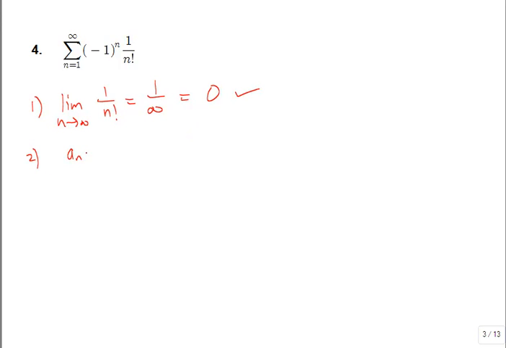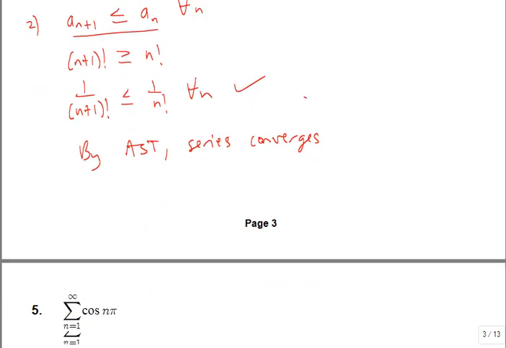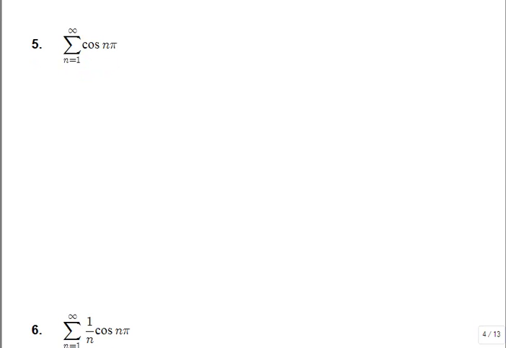So now we want to try and show that a sub n plus 1 is less than or equal to a sub n for all n. Well, we know that n plus 1 factorial is greater than or equal to n factorial, since n plus 1 is bigger than n. So in the reciprocal, 1 over n plus 1 factorial must be smaller than or equal to 1 over n factorial. Since the denominator here is bigger, that makes the fraction smaller. So we've just shown this relationship is true for all n, and that means by the alternating series test, the series converges. So this alternating series test is actually a pretty nice test to use, because the conditions are fairly simple and straightforward to show most of the time.